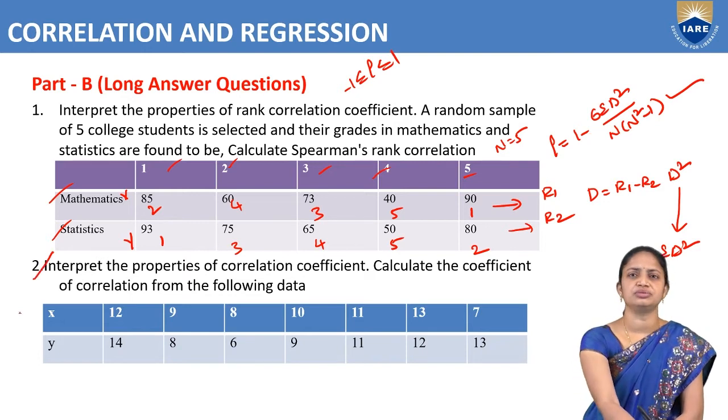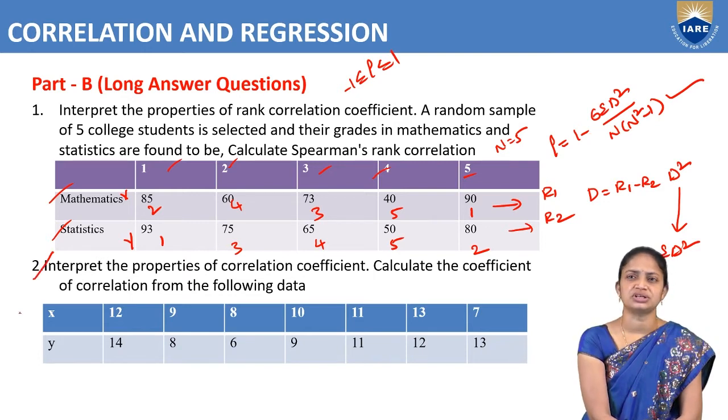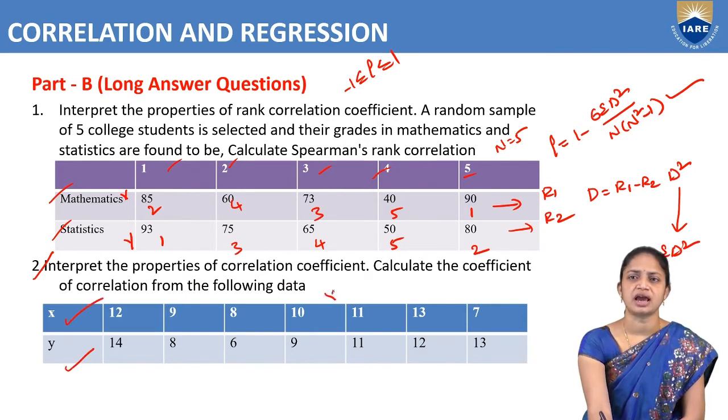Next, coming to the next question, interpret the properties of correlation coefficient. Calculate the correlation coefficient from the following data. Here they have given small x and small y, but we need to calculate capital X and capital Y.